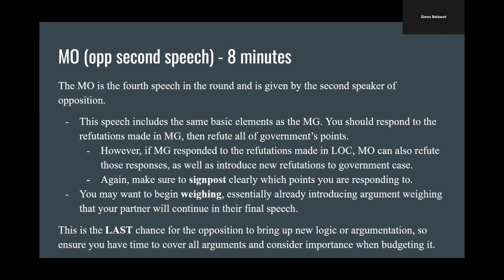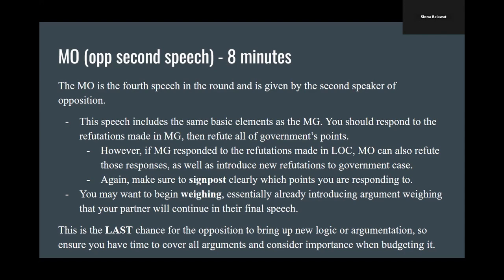Again, you need to signpost clearly. This speech is so important for signposting because you're going down their refutations to your case. You're going down your refutations to their case. You're going down a lot of arguments that were made in the round, and you're trying to sum it up and group them without weighing it. You're still trying to refute, but you are not absurdly making new arguments, right?